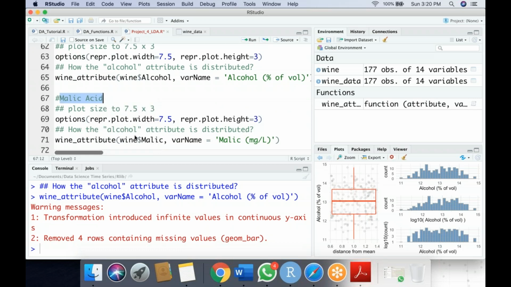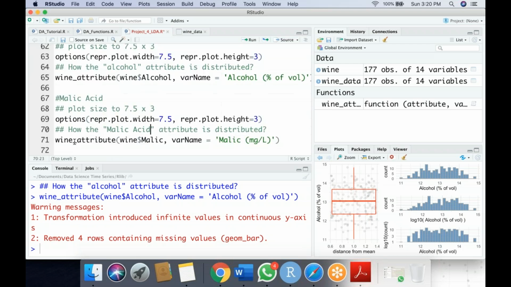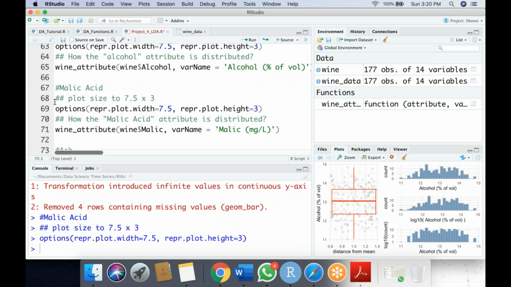So now let us run it for the next one. That was basically for the first variable, alcohol. Similarly, now let us run it for malic acid, the next variable.